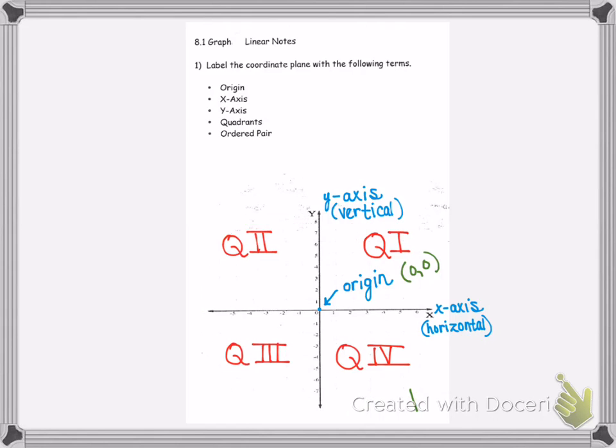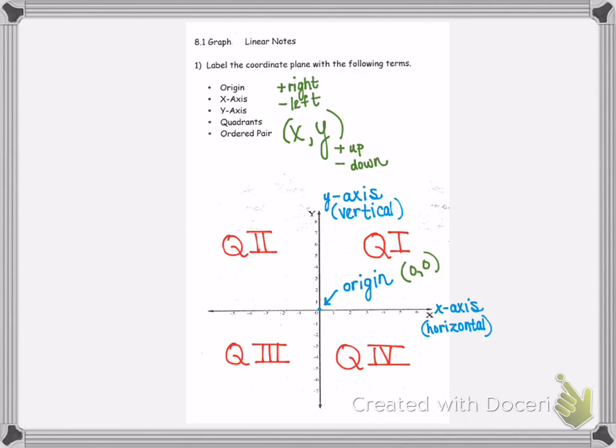And then the last thing I wanted to review with you guys is ordered pairs. You should know that an ordered pair is always an x value and then a y value. And depending on whether it's negative or positive, that's going to determine which way you're going. So if your x value is positive, you're going to the right first. If it is negative, you're going to the left. If your y value is positive, you're going to go up. And if it's negative, you're going to go down. These should all be things that you're familiar with.